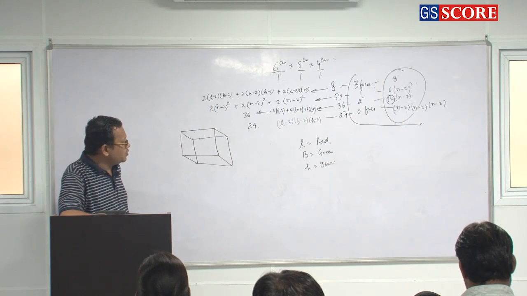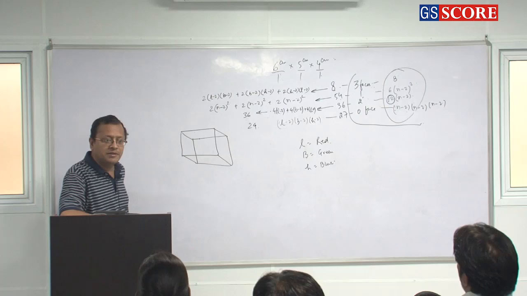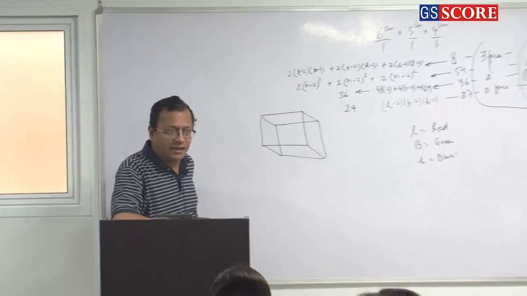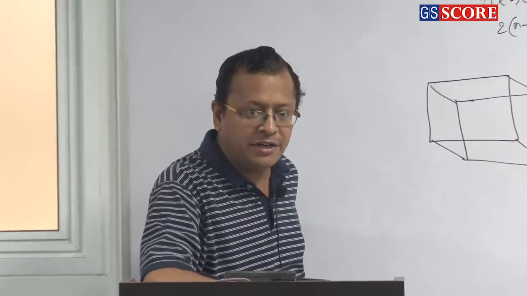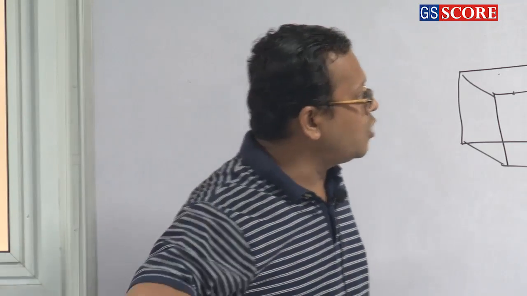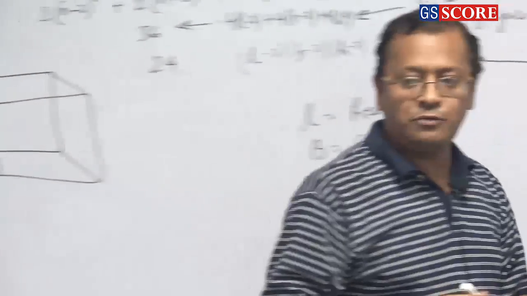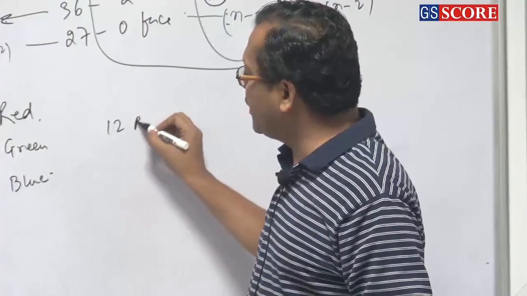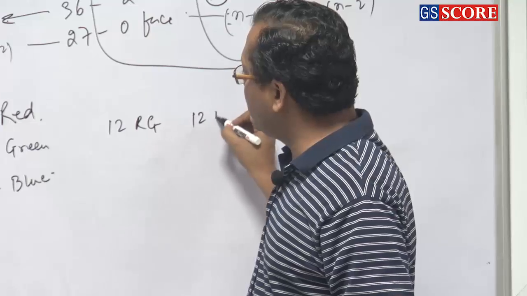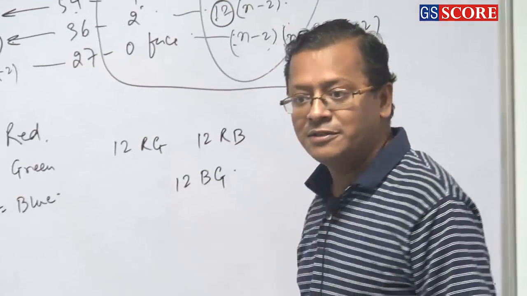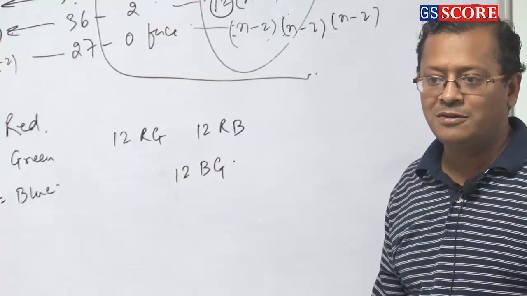Now, how many cubes are having 2 faces painted? 2 faces painted means what? Red, green. Red, blue. Green, blue. So how many cubes in all will have two faces painted? 36, of which 12 cubes will be red green, 12 cubes will be red blue, and 12 cubes will be blue green, isn't it? Easy or not?